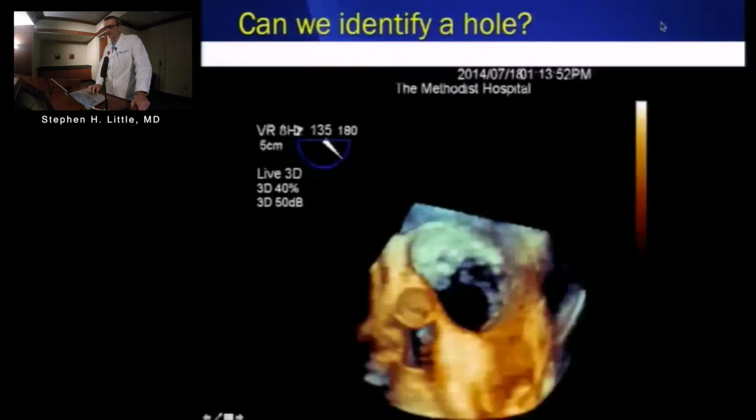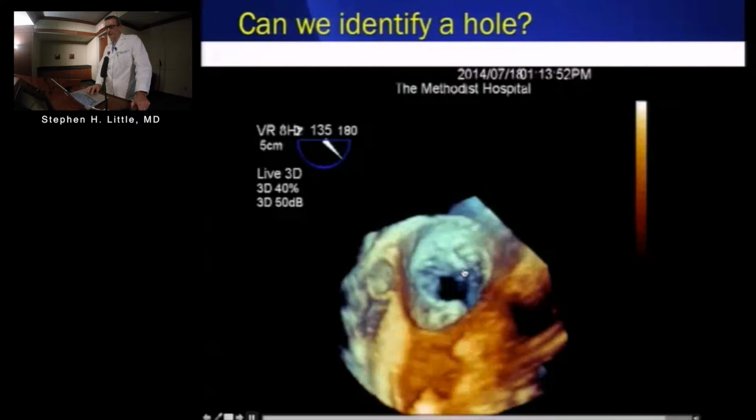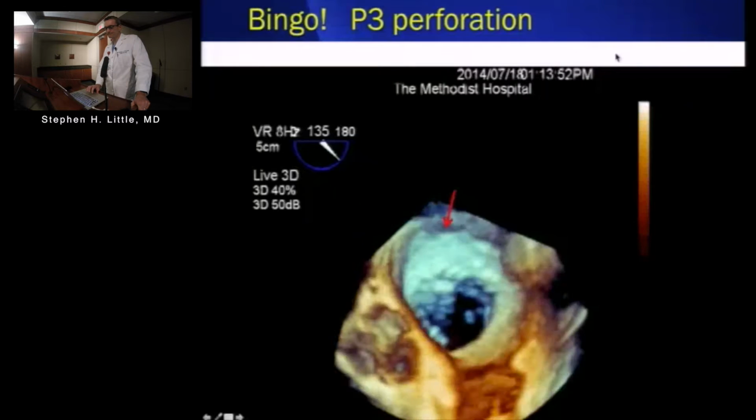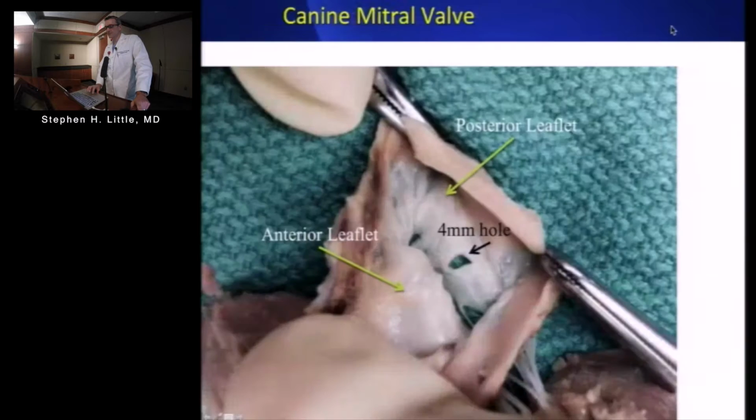So, leaflet perforation on 3D. It kind of looks like a little crater in the posterior leaflet. It's in the transition between P2 and P3, probably P3, but the tissue is so abnormal there it's actually hard to be confident which scallop it's in. We had a lot of clipping experience, and plugging experience with paravalvular defects, and questioned whether we could put a plug right through the native leaflet. So this was the concept.